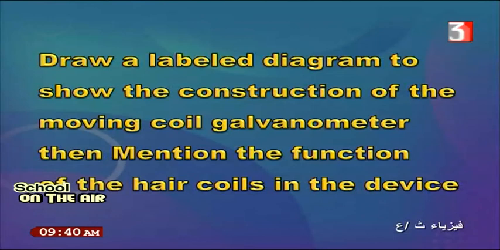Another type of question: draw a labeled diagram to show the construction of the moving coil galvanometer, then mention the function of the hair springs in the device. Let me say it again. Draw a labeled diagram to show the construction of the moving coil galvanometer. Then mention the function of the hair springs in the device.